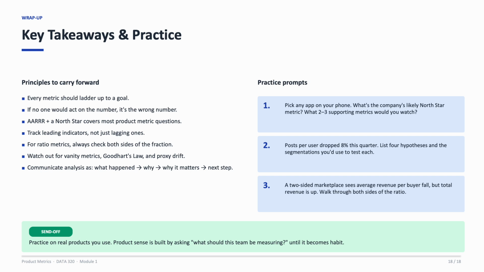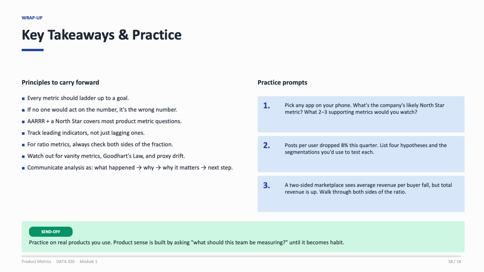For ratio metrics, always check both sides of the fraction, and watch out for vanity metrics, Goodhart's law, and Simpson's paradox. Communicate an analysis as what happened, why it matters, next step. If you remember nothing else, just remember this: product sense is the muscle, frameworks are the techniques, and metrics are the language. You build product sense by using products and asking, what should this team be measuring, until it becomes a habit.